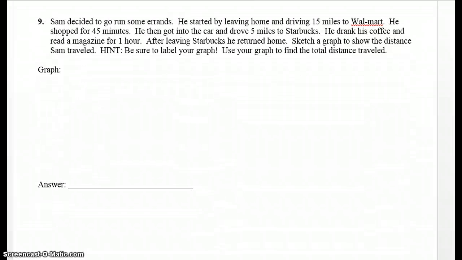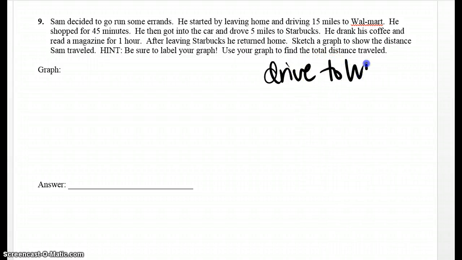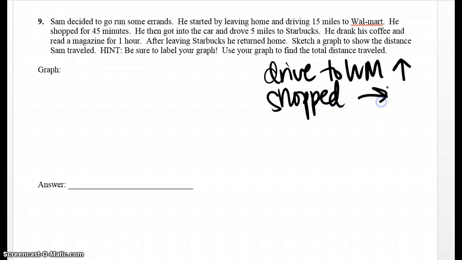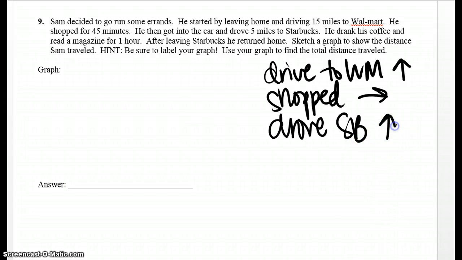Lastly, number 9. Sam decided to go for some errands. He started by leaving the home and driving 15 miles to Walmart. So off to the side, I'm going to say drive to Walmart, and that means I'm going up. Okay, he shopped for 45 minutes. So he shopped means he didn't go anywhere. He then got in the car and drove to Starbucks, which means he's going up.